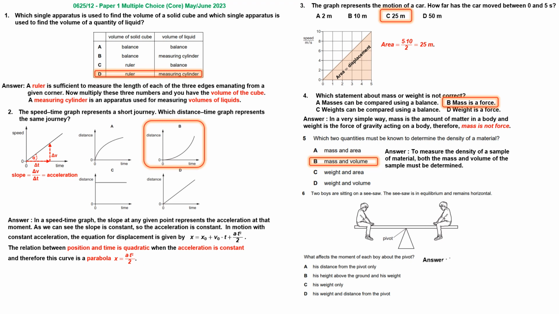Question 6. Look at the equation. The moment of a force is directly proportional to the distance between the body and the pivot, but it also depends on the weight of the object.